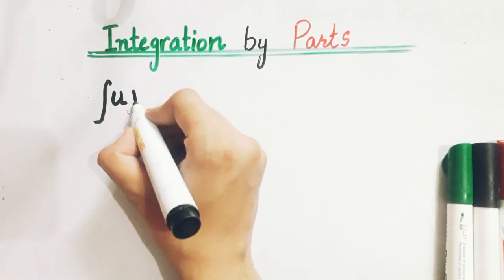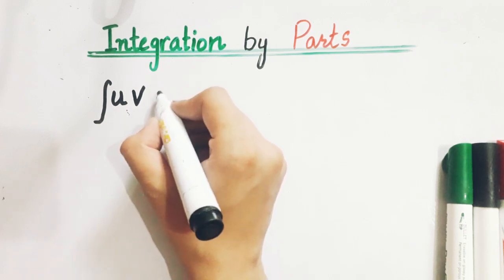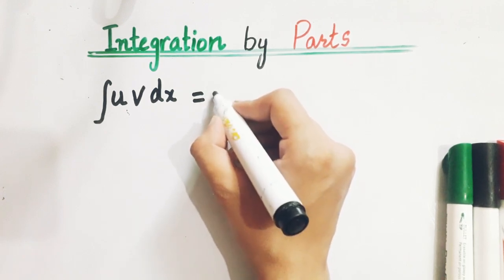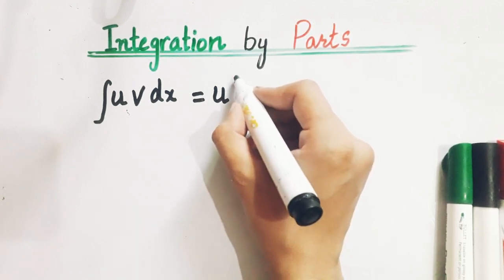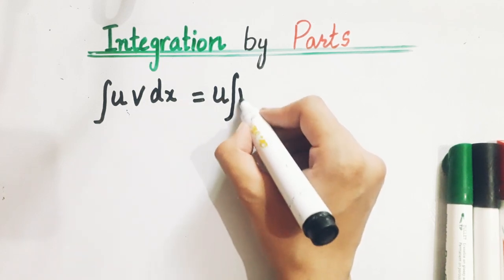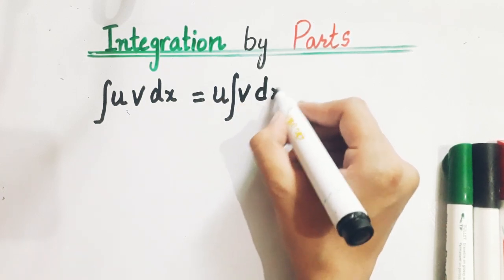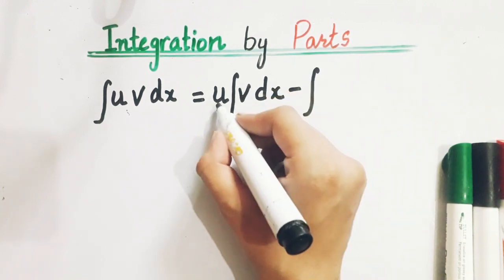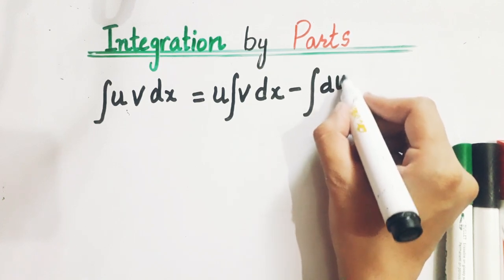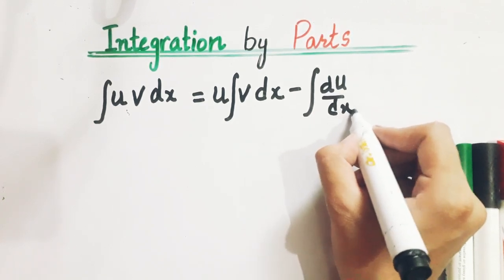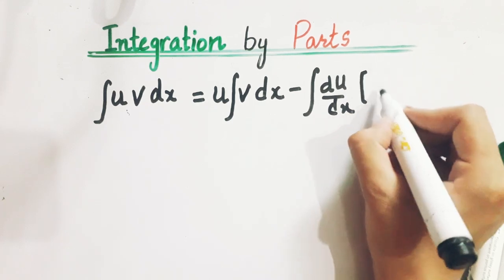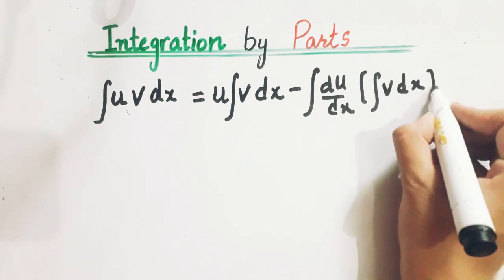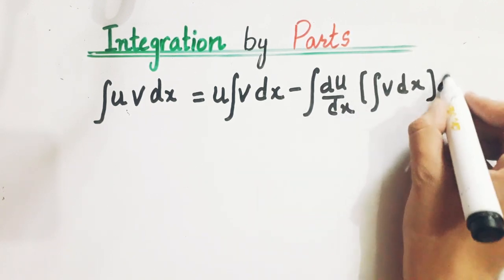If u and v are two functions, then the integral of u v dx will be equal to: write u as it is, integrate the second function v dx, minus integration of the derivative of the first function, du by dx, times the integral of the second function v with respect to x, dx for this integral.